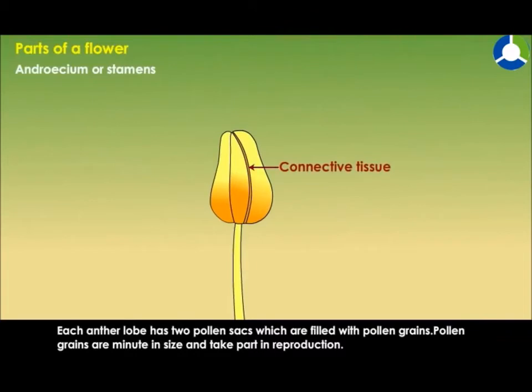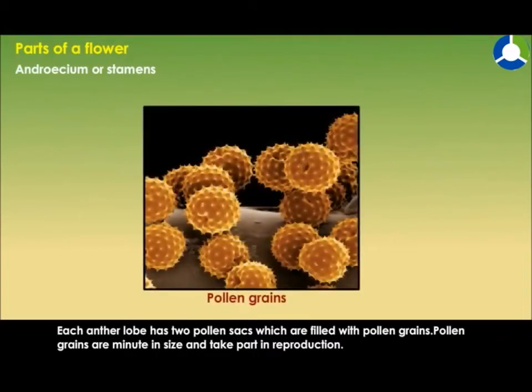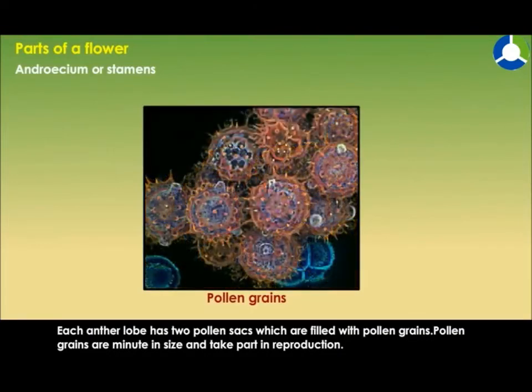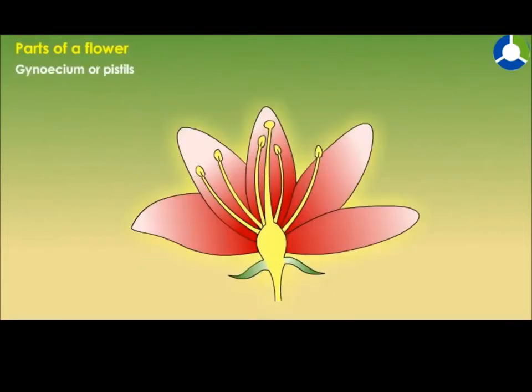Each anther lobe has two pollen sacs which are filled with pollen grains. Pollen grains are minute in size and take part in reproduction.